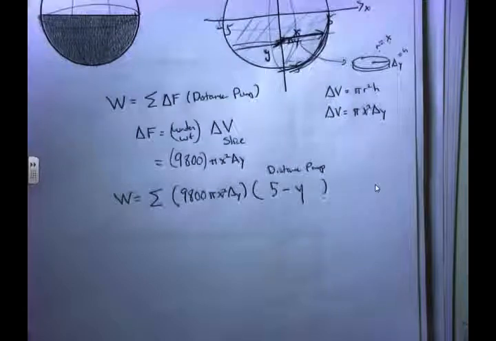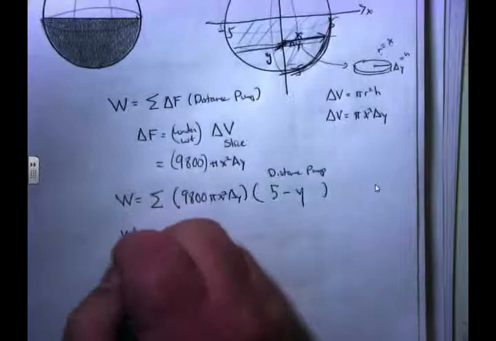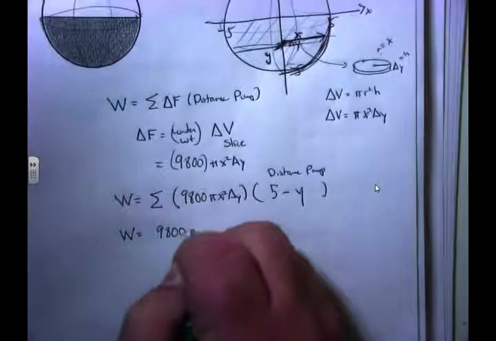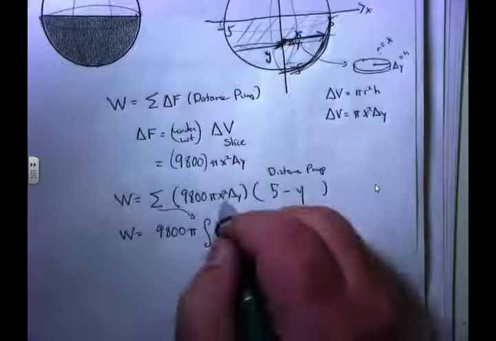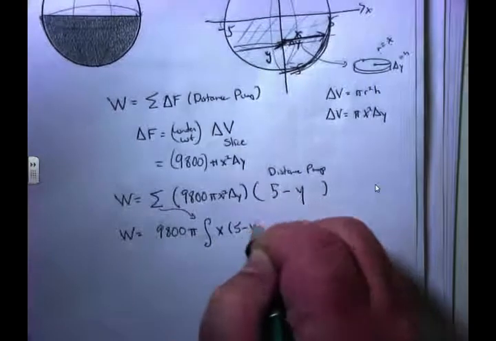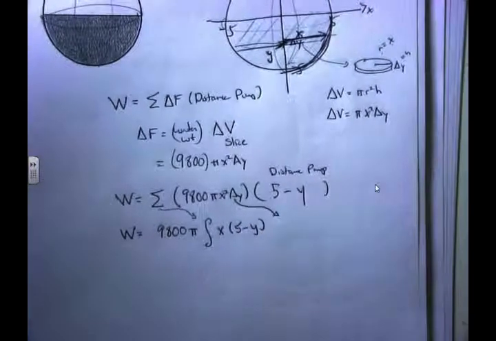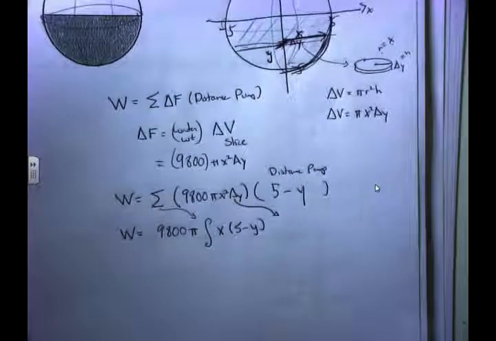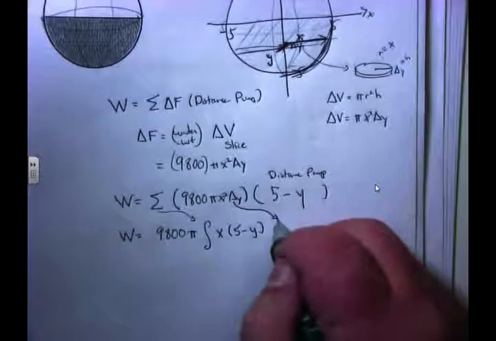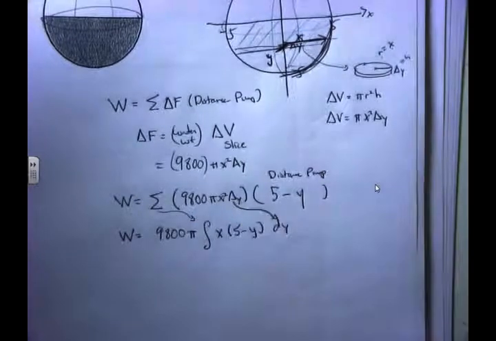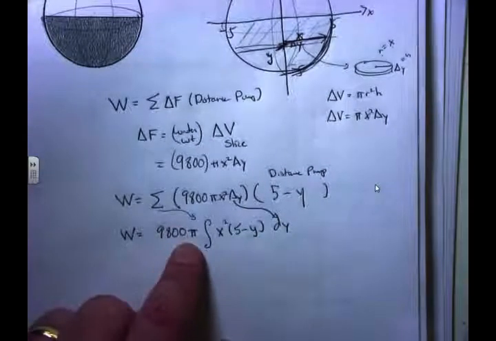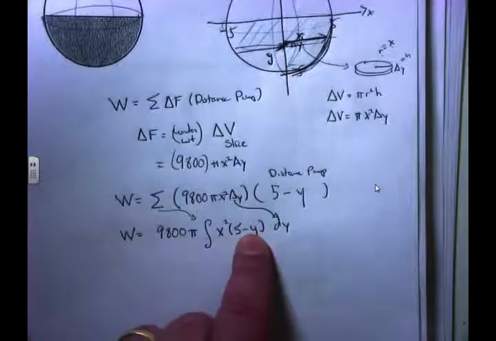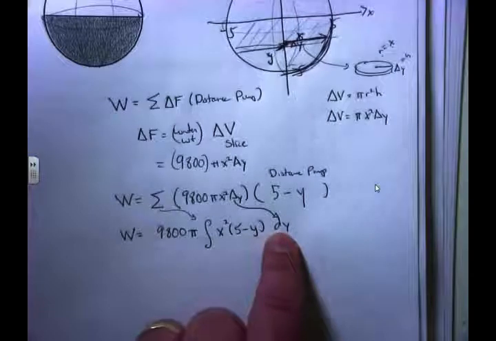Convert it to calculus. Work is equal to 9800 pi. Summation turns into what? Integral of x squared times 5 minus y. And what does the delta y turn into when going from summation to integration? dy. Welcome to calculus. Summation turns into integral. Delta y turns into dy. So I am trying to integrate this thing. It's 9800 pi times the integral of x squared times 5 minus y dy. Delta y turns into dy.